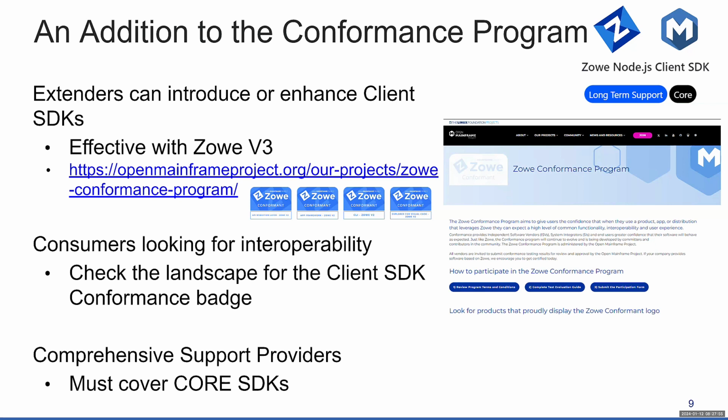So you as a user of Zowe, if you're looking for interoperability with respect to any of these software development kits, please be sure to check the conformance landscape, and look for the client SDK conformance badge, just like you would for any other Zowe extension. And then one final note with respect to conformance, the comprehensive support providers: any vendor wishing to earn a support provider badge, showcasing their ability to provide full support for all of Zowe core, must ensure that they are able to support any core client SDK. That's a long-winded way of saying for Zowe v3, they will have to support the Node.js client SDK.